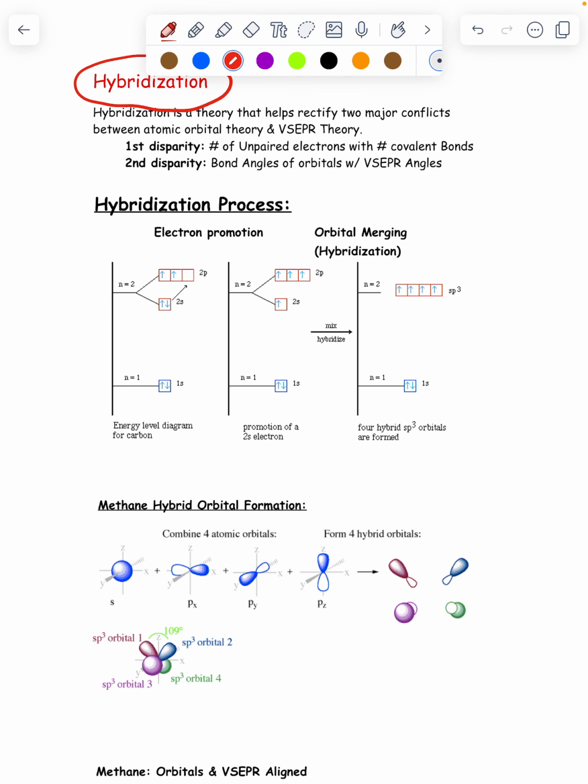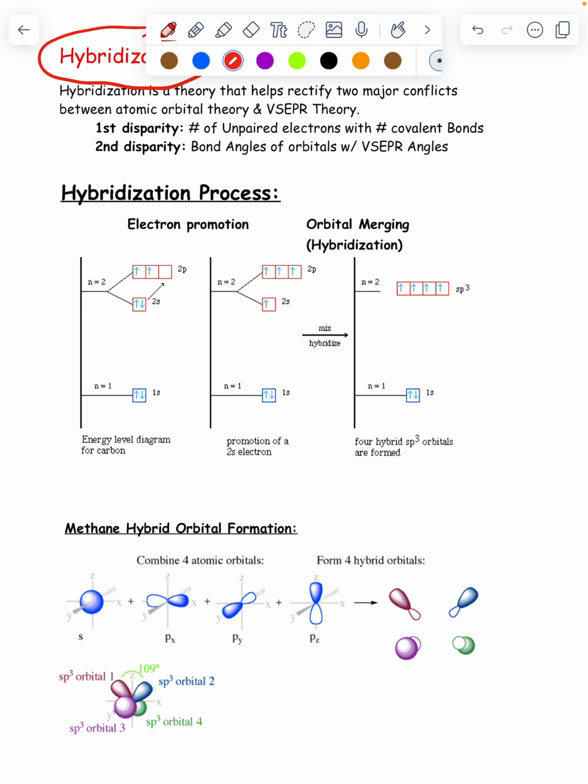The idea is that when things bond, atomic orbitals, meaning s and p orbitals, are able to mix together and create new orbitals when things are bonding. And these orbitals are a mix of s and p, and therefore they are hybrids. They are hybrid orbitals that have some of the characteristics of an s orbital and some of the characteristics of a p orbital.